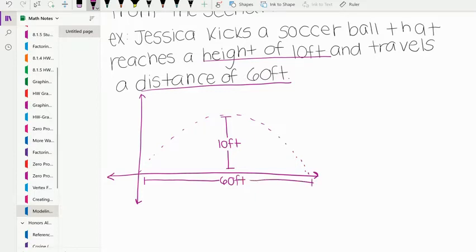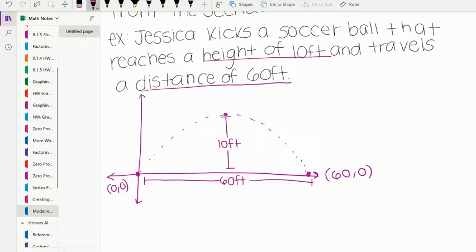Okay, there's a couple other points that we can label. So this right here is the origin, so I'm going to label that 0, 0. This point is 60 feet across, so that would be 60, 0. The other point we can find is the vertex. So we are assuming that the highest part of the kick occurred halfway between.